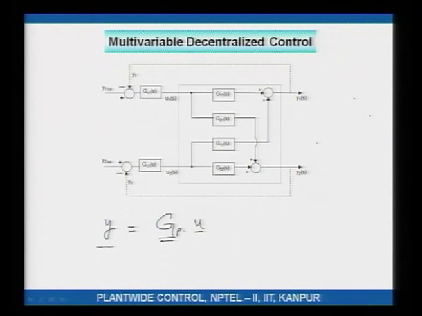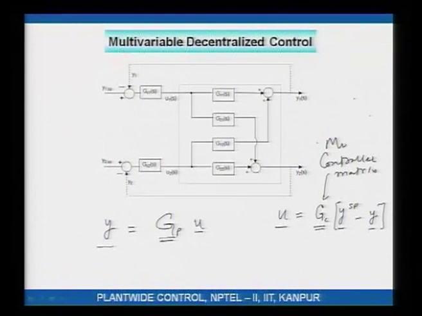Now, this input is error times a controller. So, U is equal to a control matrix times error, and error is actually y set point minus y measured. This is my controller matrix, or rather a multivariable controller.